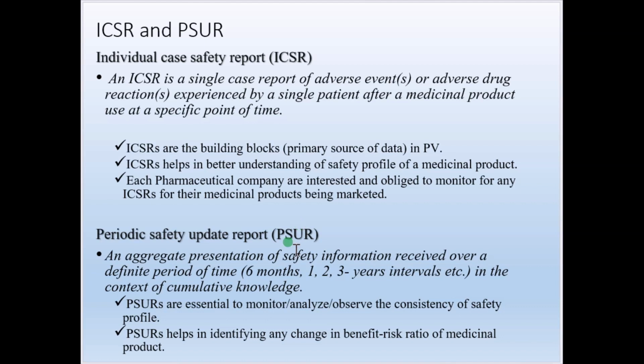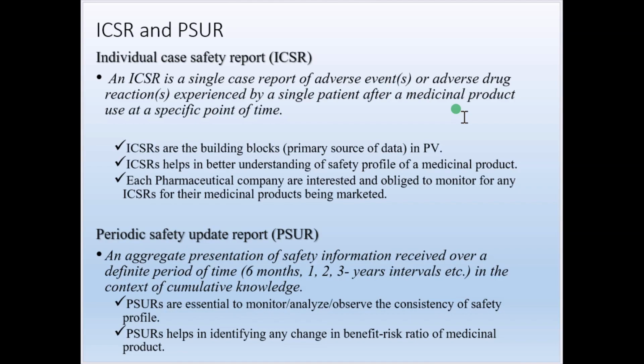While PSUR means Periodic Safety Update Report, which involves an aggregate presentation of all the safety information pertaining to a medicinal product along with other necessary elements which support the benefit-risk assessment for a particular medicinal product. There are different types of periodic reports and reporting intervals, which vary depending upon region, national health authority requirement, or the age of the medicinal product, whether it is a developmental one or already marketed one, etc. These aggregate reports are essential in monitoring the consistency of the product's safety profile and the overall change of benefit-risk balance.